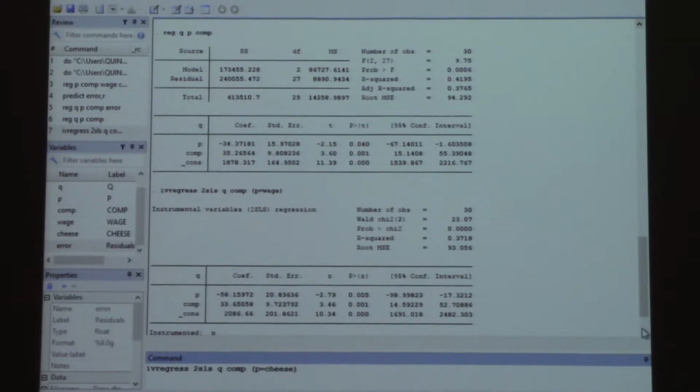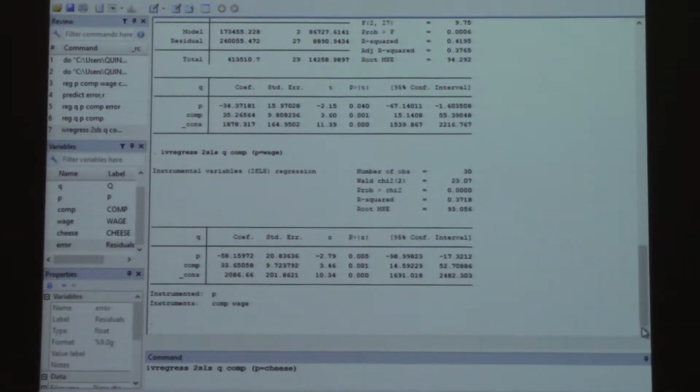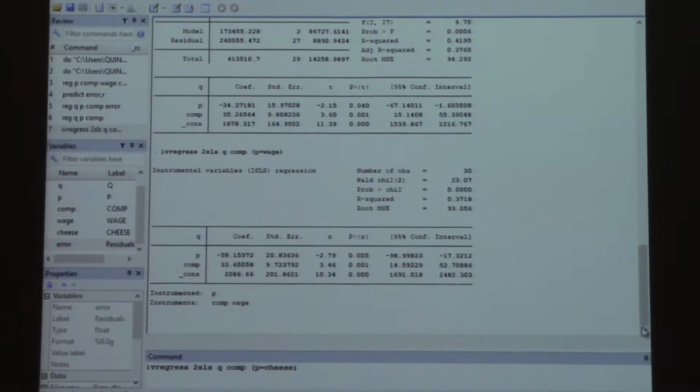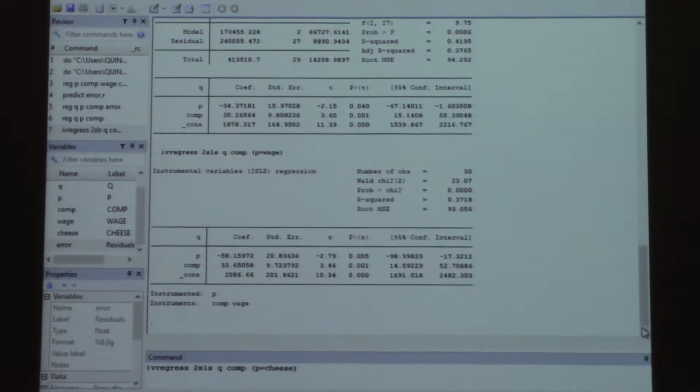We're going to run again a two-stage least squares regression, but we're going to use cheese. And cheese makes perfect sense, right? The first thing you think about pizza is, boom, cheese. So price of cheese goes up, yeah, price of pizza should go up.